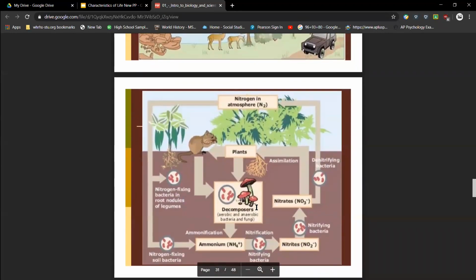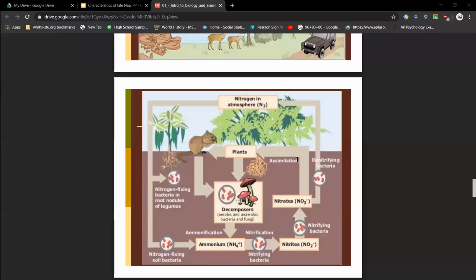So the cycle shown here is the nitrogen cycle. The nitrogen cycle is quite interesting because, as I said, the nitrogen in the atmosphere can't actually be used by plants. So for example, the nitrogen fixing bacteria are the ones that have to break apart this nitrogen. These can be found in the soil, and they can also be found in root nodules of the plants or legumes.